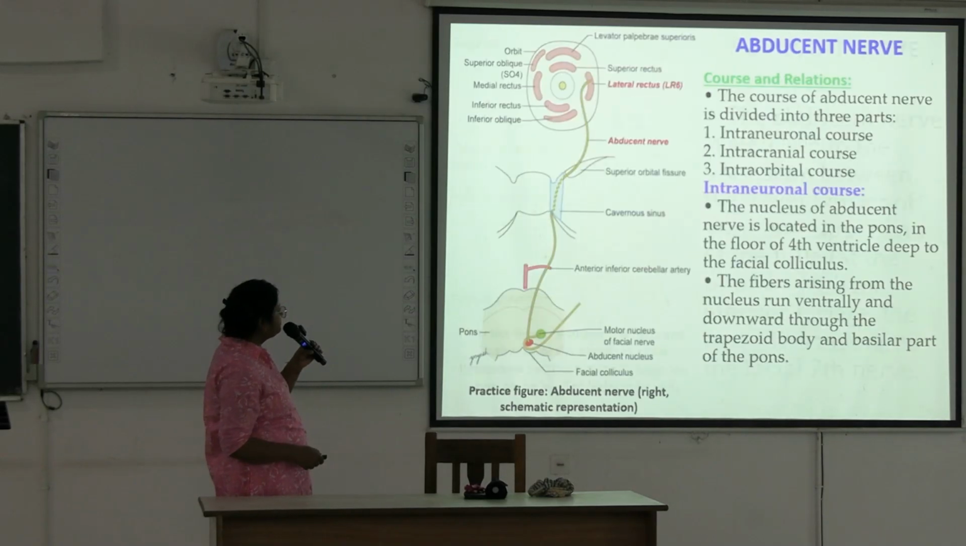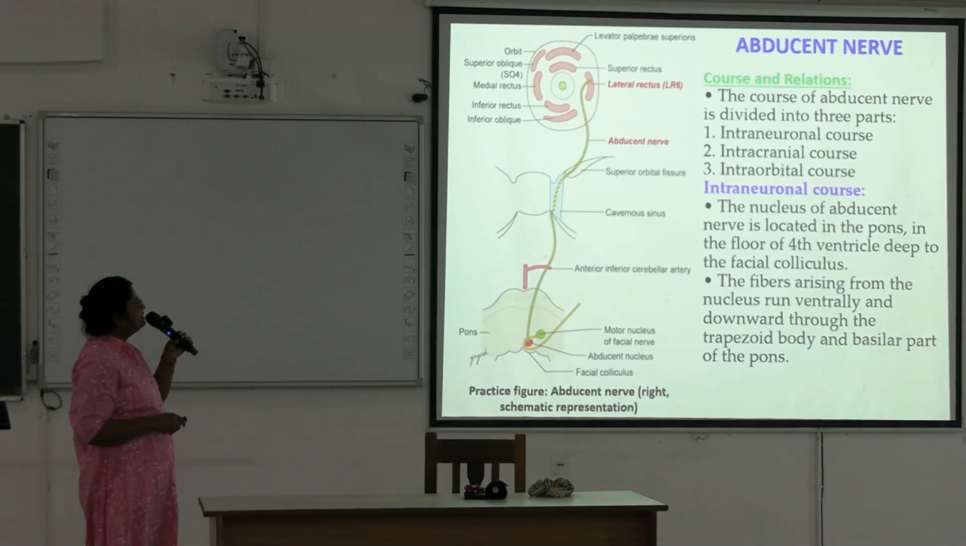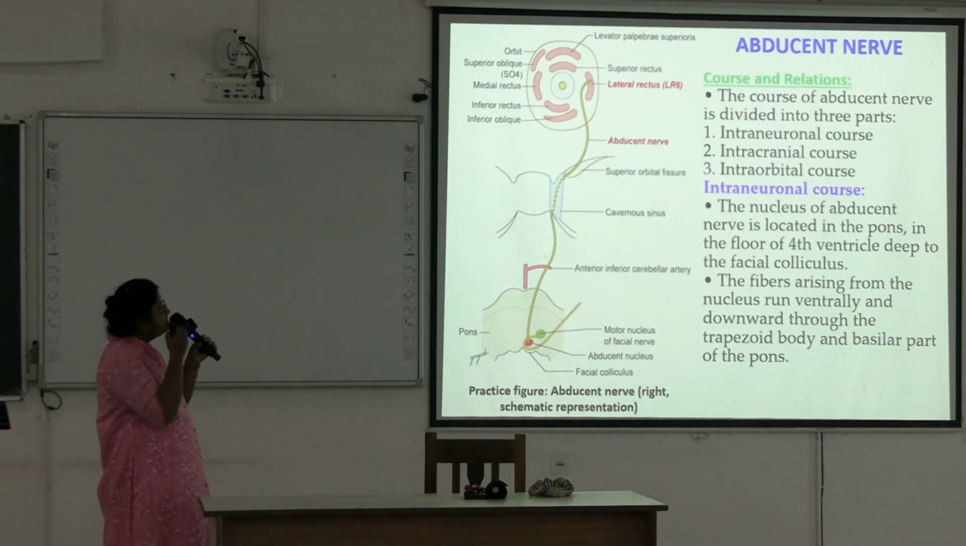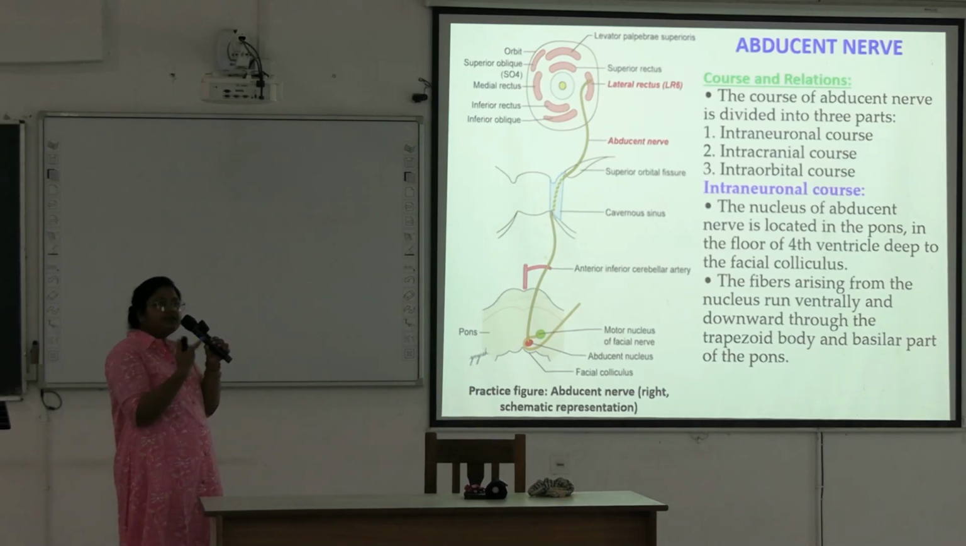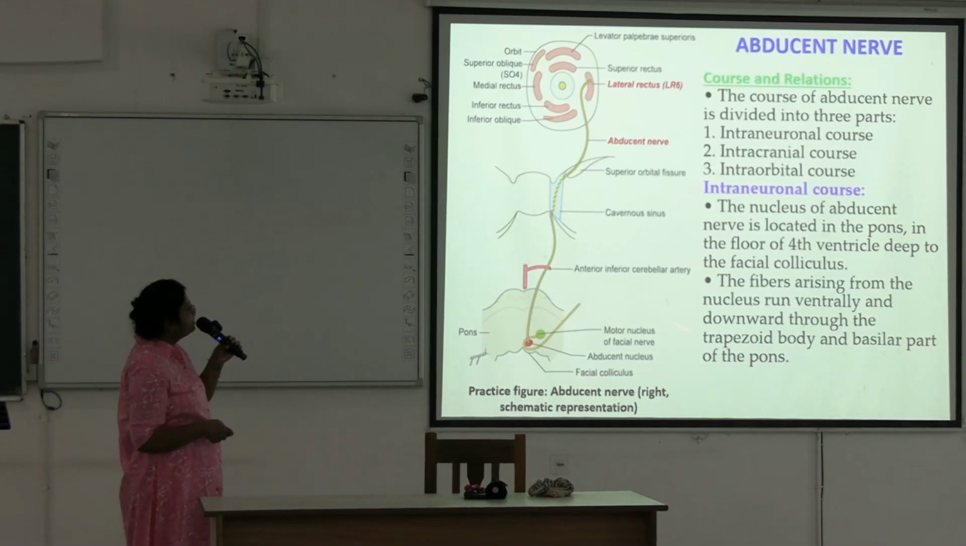Next we go to the course and relations. The course of the abducent nerve is divided into three parts: intraneuronal course, intracranial course, and intraorbital course.